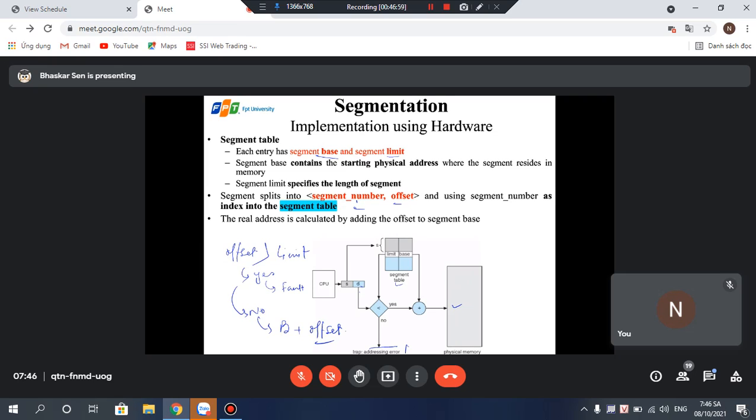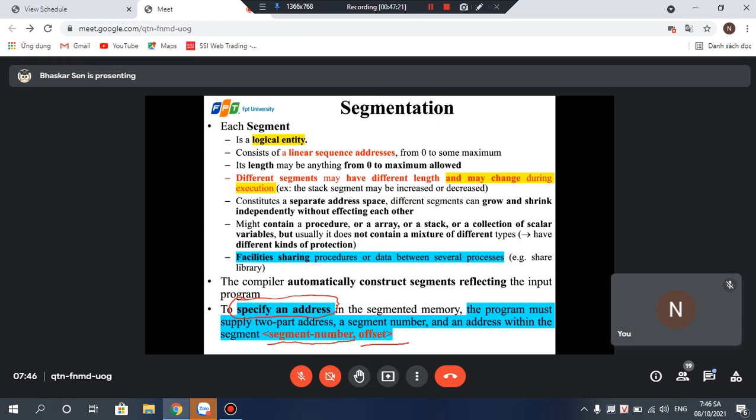Who do you think could be a good candidate for this segmentation job? Obviously, we need someone who reads the code. And who reads your code? Your compiler. Yes, your compiler. When you are compiling your program, the compiler will read the code and will apply segmentation. And you can see it right there: the compiler automatically constructs segments reflecting the input code.